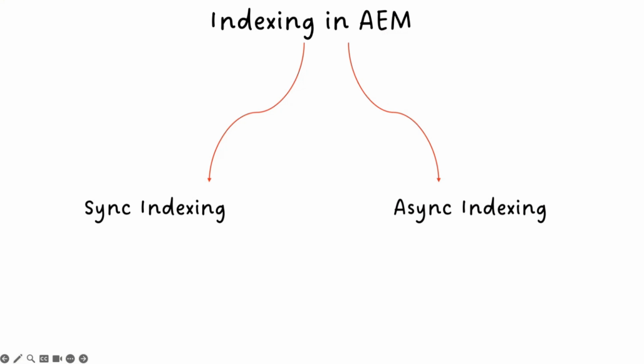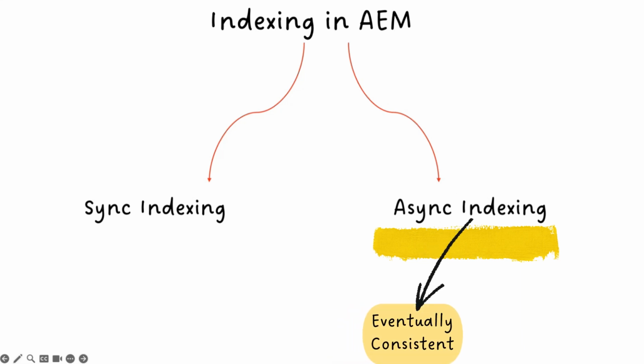Indexing in AEM can broadly be divided into two types, sync and async. Today, we'll focus on async indexing. It is a scheduled process that runs after a specific interval of time, which can be configured using the async indexer service configuration. Now, this runs on the model of eventual consistency. That is, the indexes configured to be updated using async indexing will be eventually consistent with all the content changes that take place in the AEM repository.